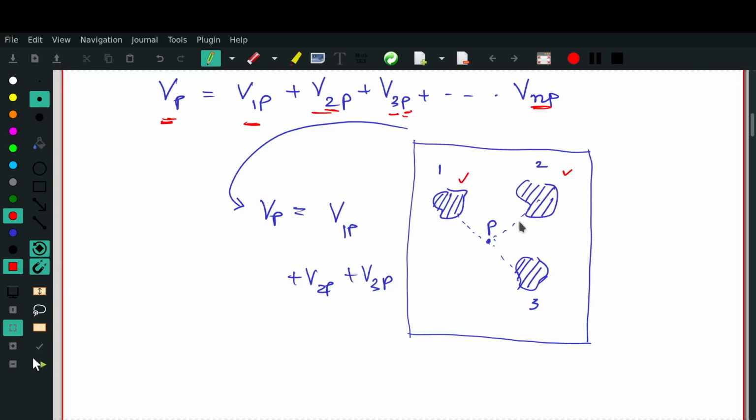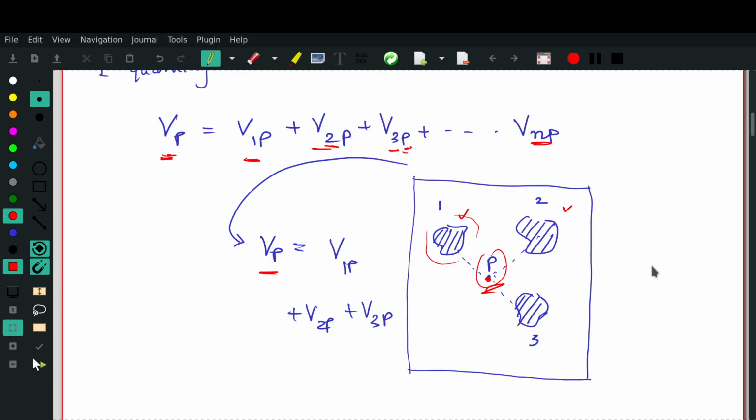Now if you want to calculate the potential at some point P, then you will just plug in the potentials that you already have calculated before for all of these three objects separately. And you will add them up at point P, and that will give you the resultant potential at this point P. So yeah, these potentials are very easy to work with rather than the electric fields, because they are just scalars, they are numbers.